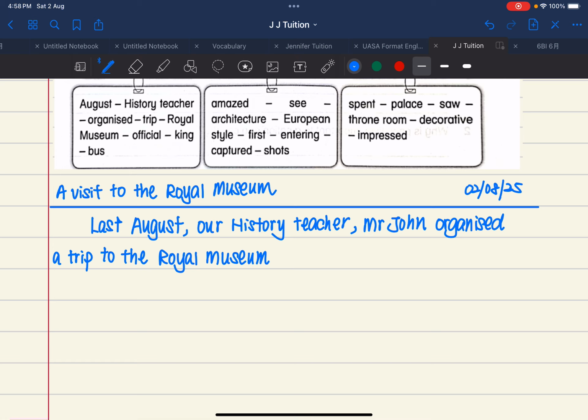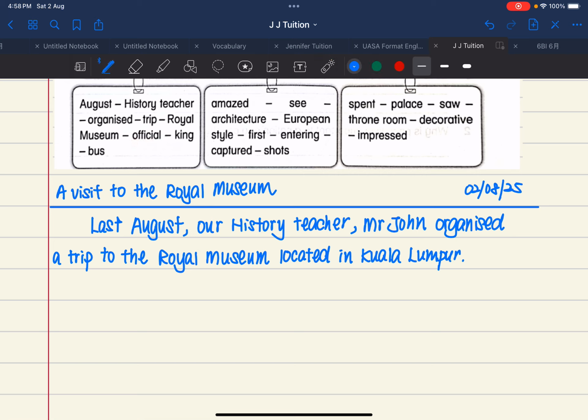So we can write down where the Royal Museum is. Maybe it's located in Kuala Lumpur. We can elaborate the sentences more. We can write down located in Kuala Lumpur. Okay, we already wrote until here. So the next word is official. We can write down what the official is. This is the palace. Palace means that this is the official residence of the kings of Malaysia.